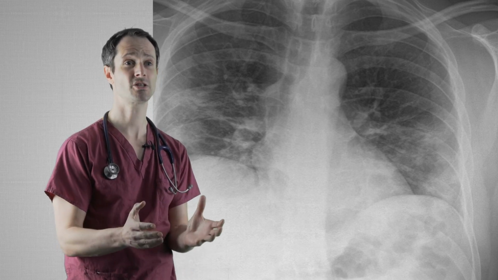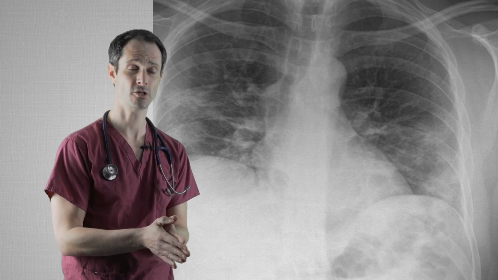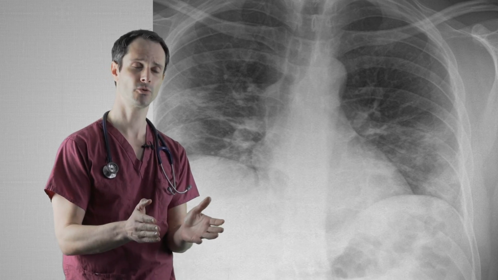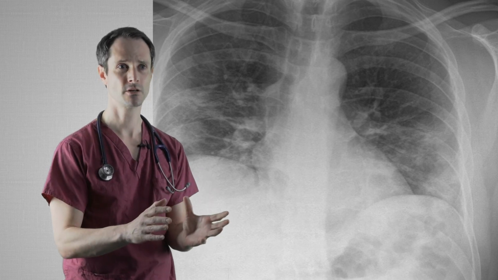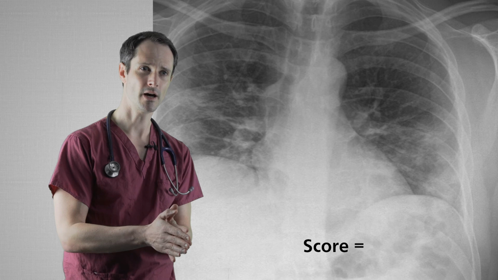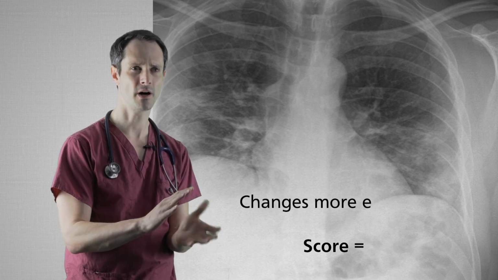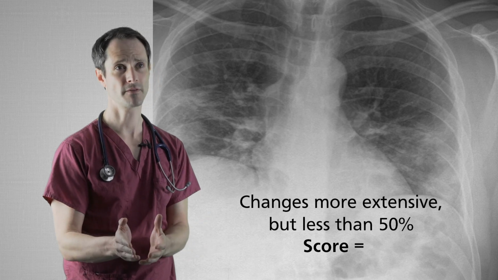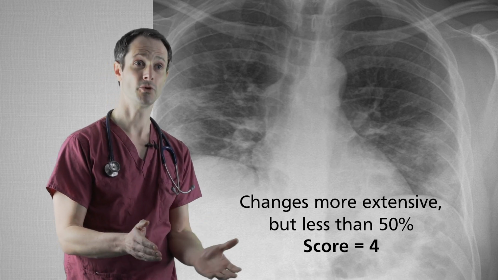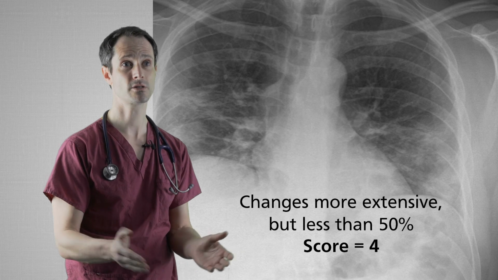When I try to estimate the area of infection or infiltration involved, I often map out with my eye or my finger the infiltration. And if I was trying to do this here, I would suggest between 25 and 50% of the right lung, and perhaps the same on the left lung is involved. So that will be a score of 2 for the left, 2 for the right, a total score of 4 for this chest X-ray.